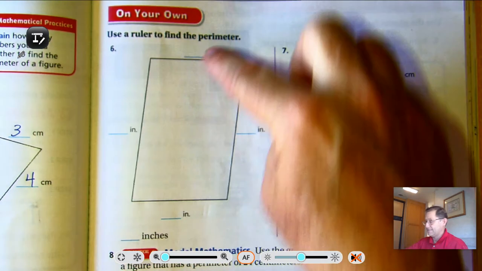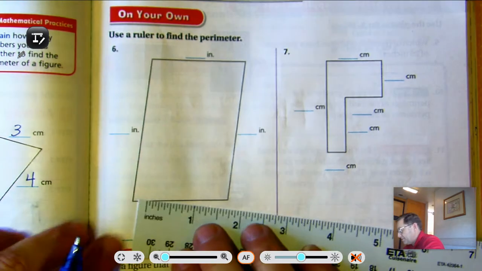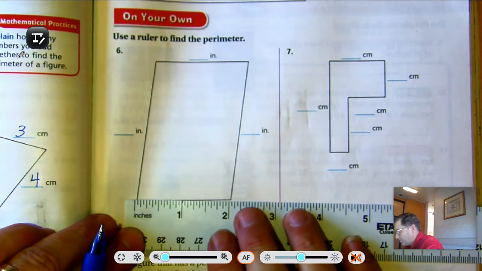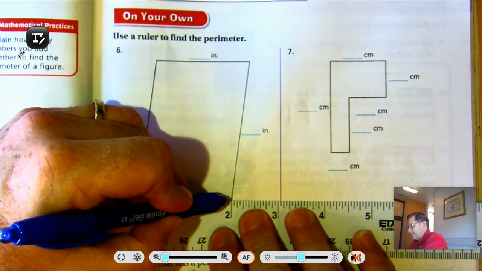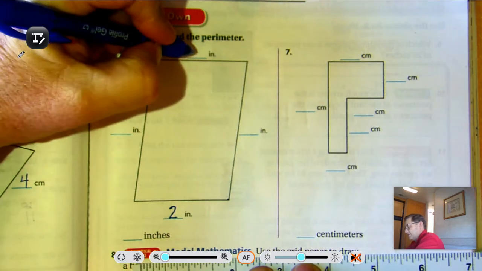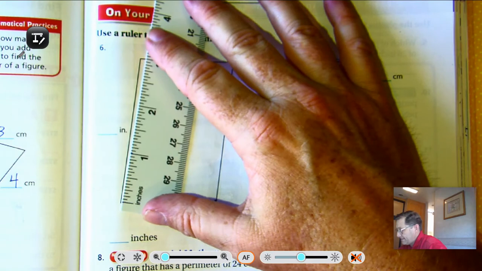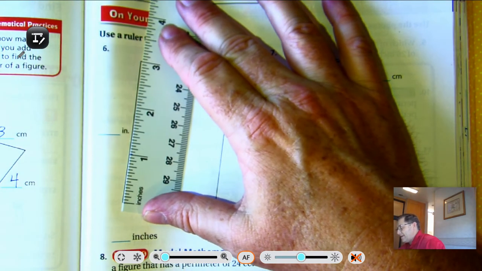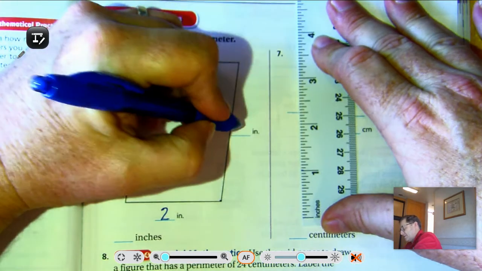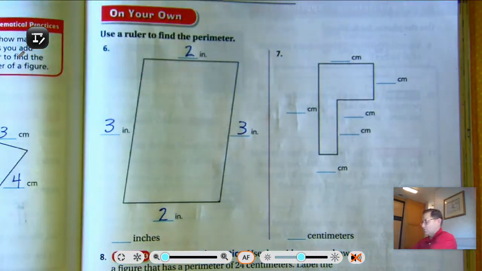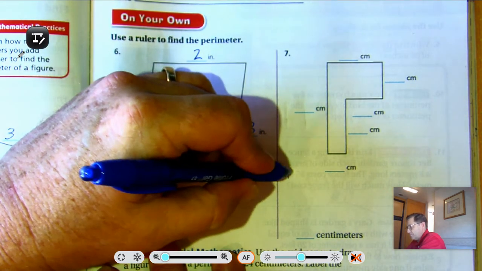All right. Use a ruler to find the perimeter. This side and this side are going to be equal. This side and this side will be equal. Inch. So put it on 0. Find where it ends. It ends at 2 inches. So the top is 2 inches and the bottom's 2 inches. This side, start at 0 and it ends at 3. So 3 inches, 3 inches. So our perimeter is 2 plus 3 plus 2 plus 3.